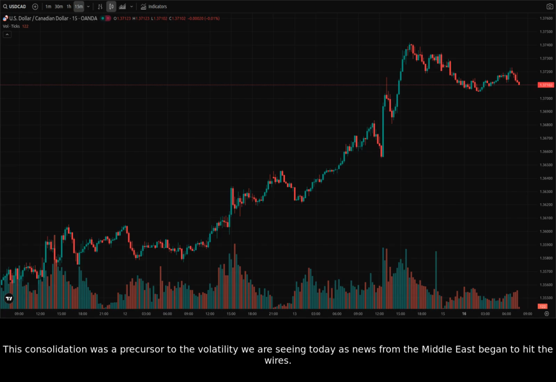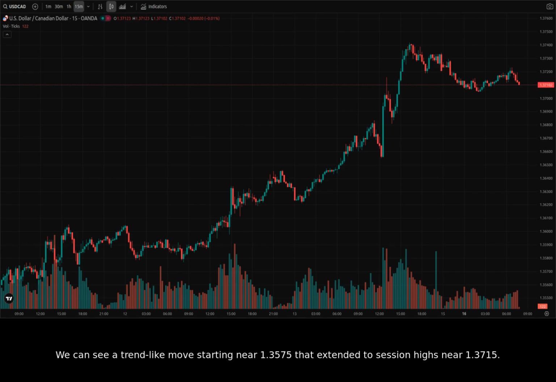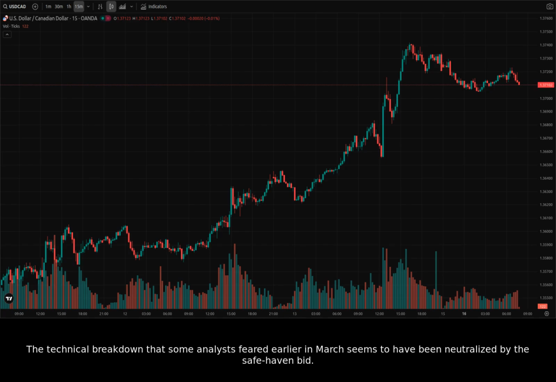hit the wires. We can see a trend-like move starting near 1.3575 that extended to session highs near 1.3715. The technical breakdown that some analysts feared earlier in March seems to have been neutralized by the safe haven bid.